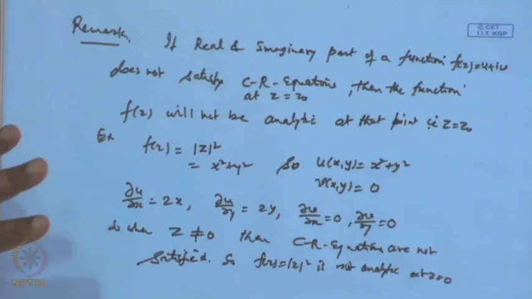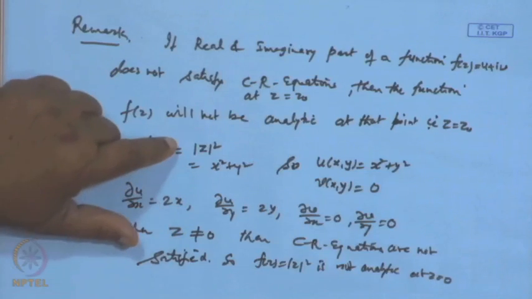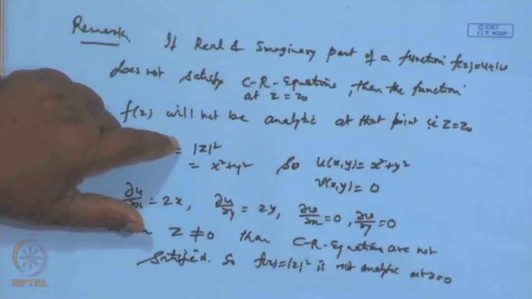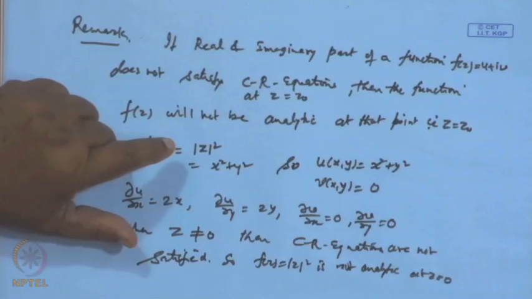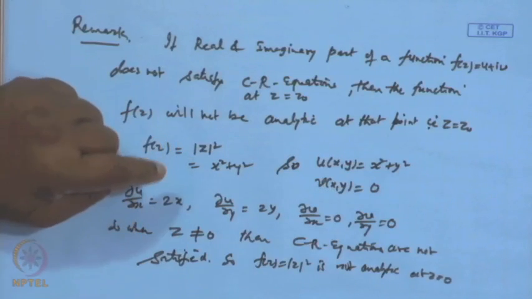Okay? That is all. CR's equations are satisfied at 0, but that does not mean the function is differentiable, because that is not a sufficient condition unless you prove that these partial derivatives are also continuous. That we will take up next time: what are the sufficient conditions, what extra condition you can put on the partial derivatives, so that satisfying the CR's equations will give the guarantee the function is analytic at that point. Thank you very much.